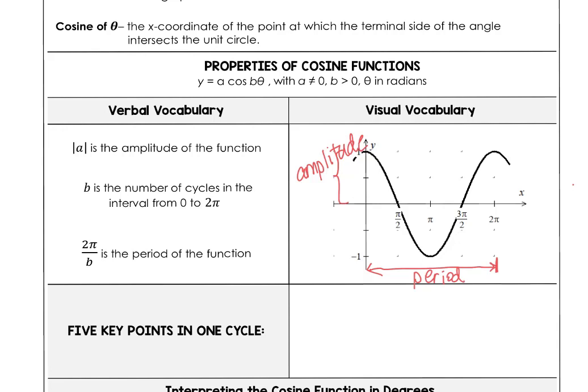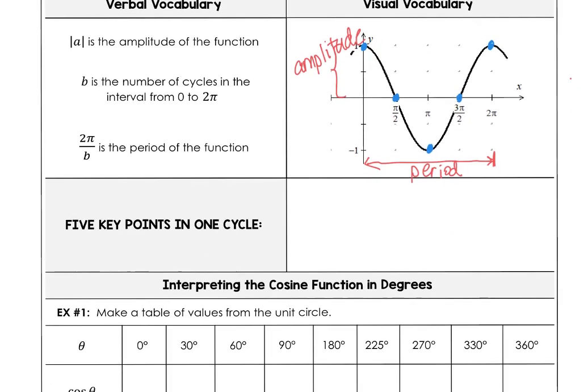Notice how it's different than the sine curve, since our 5 key points are not starting at an intercept, but they're starting at a maximum and finishing at a maximum, and halfway in between is a minimum. So in between the maximum and the minimum, we have an intercept. And then again, in between the intercept and the maximum, we have another intercept. So our 5 key points go maximum, intercept, minimum, intercept, and maximum.